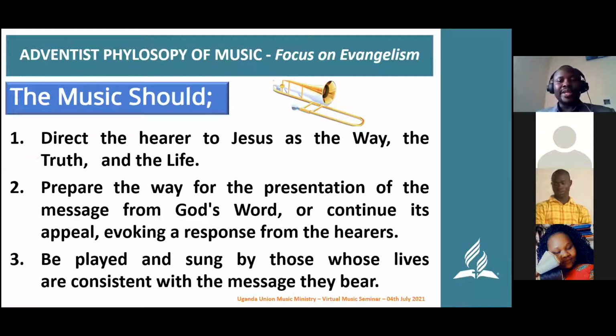Now, here we have to ensure that the message in the song, the message that is being sung by the different members of the choir, they should be a living example of the message they are bearing. It's very challenging to have a very good choir with very many good songs, but then the members are doing exactly the opposite. It's very key for us, because that's one of our very, very first pillars in evangelism.